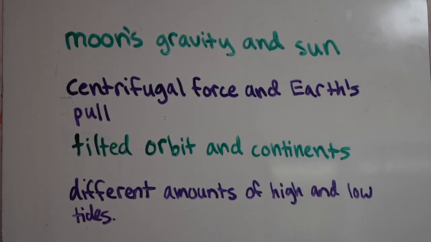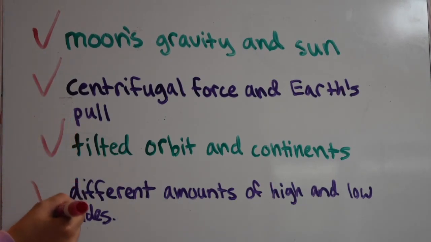So now you know how the moon's gravity and the sun create one tidal bulge, and centrifugal force and Earth's pull create the other. How the tilted orbit and continents cause the different amounts of high and low tides.